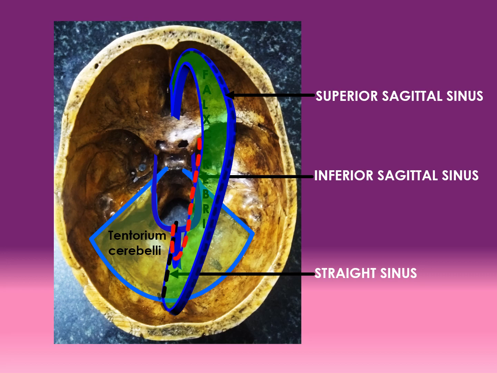I would like to stress here that all the dural sinuses are present between the endosteal and meningeal layers of cranial dura mater except the inferior sagittal sinus and the straight sinus, which are situated within the meningeal layers of cranial dura mater.